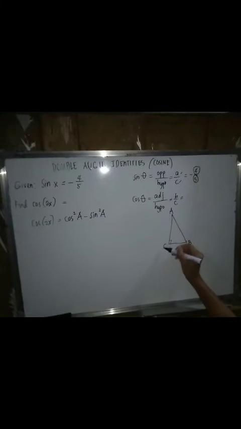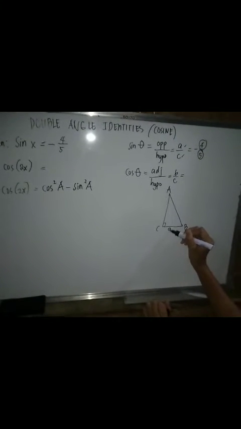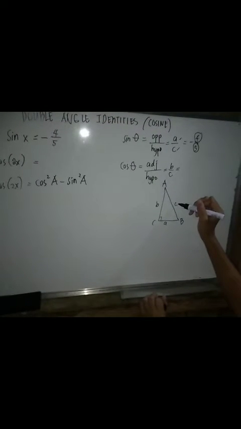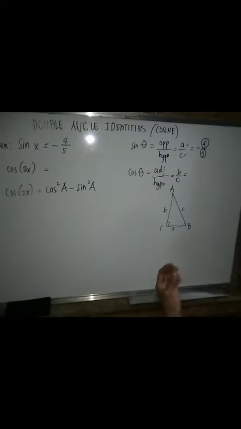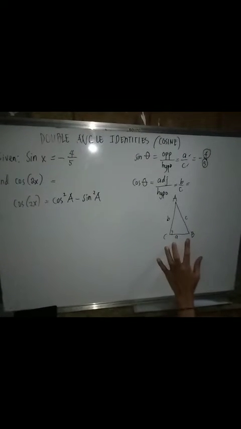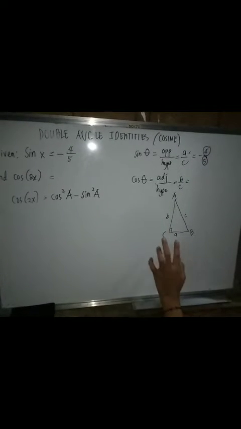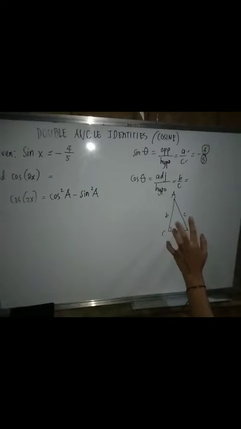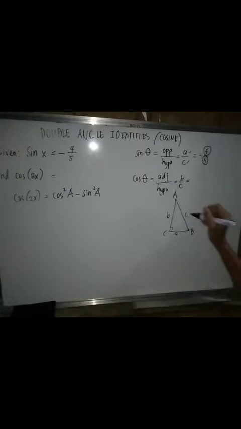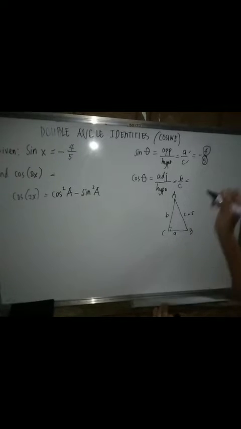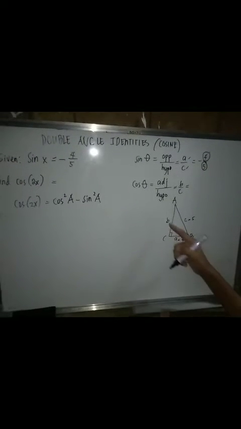So, it is our angle A, angle B, and angle C. The opposite of angle A is side A, the opposite of angle B is side B, and the opposite of angle C is side C. When you name a right-angled triangle, A would be the shortest side, B is more than A but less than C, and C is the longest side. If our C is 5 and our A is 4, we will find B.